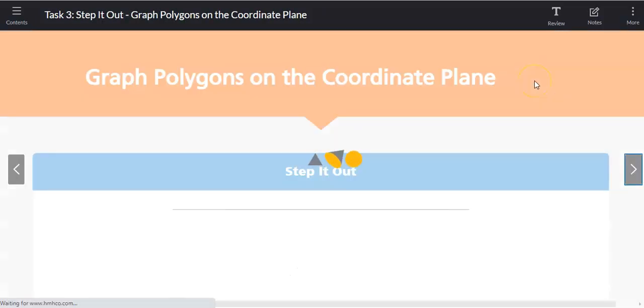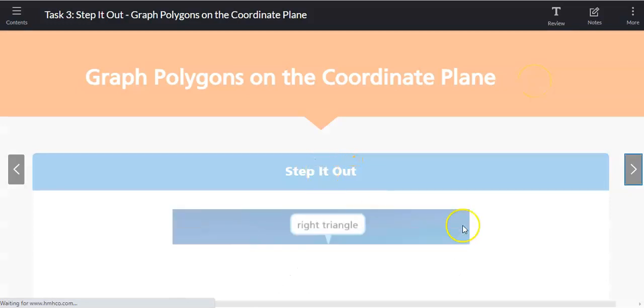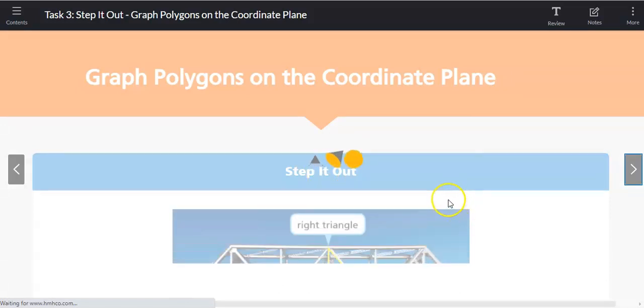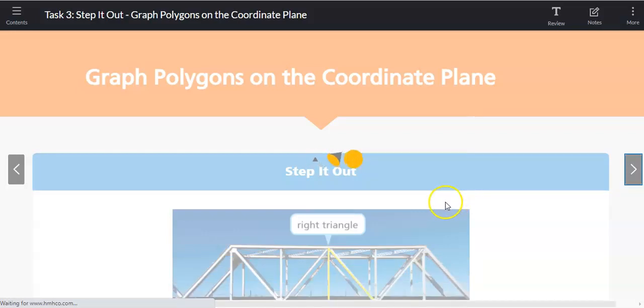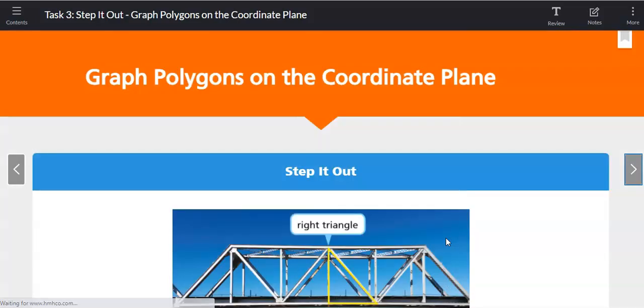Let's look at task 3. You can find this on page 351. An architect is drawing a plan for part of a bridge that makes a right triangle. Remember, a right triangle has a 90-degree angle. The coordinates of 2 vertices of a right triangle are A (-3, 5) and B (2, 4). Sides AC and BC will form the right angle of the triangle. What are the coordinates of vertex C?